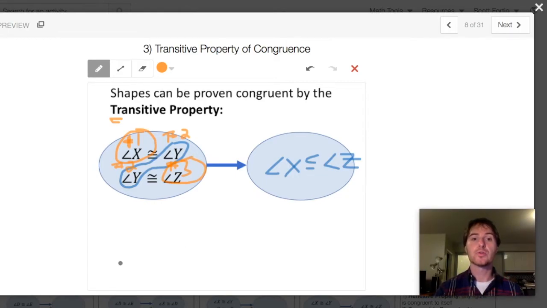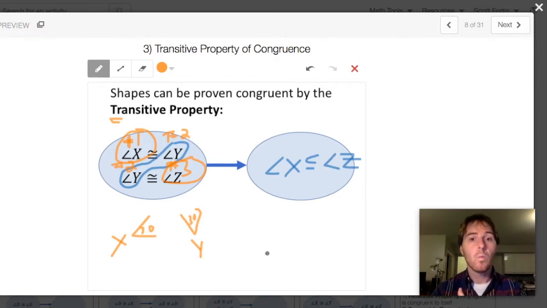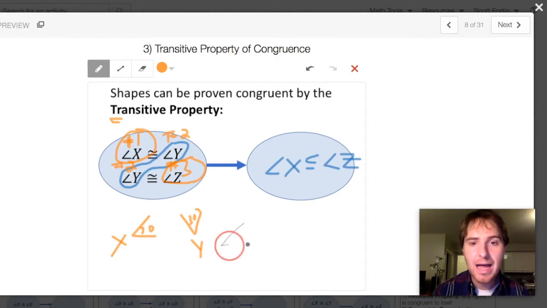They are congruent to each other. So if we go back to that 30-degree example, we have angle X right here, and angle Y right here. They're congruent to each other because they're 30-degree angles. Let's say Y is congruent to another angle, angle Z. What would angle Z's measure have to be if Y is congruent to it? Y is 30 degrees, so Z would have to be 30 degrees if it is in fact congruent to angle Y.